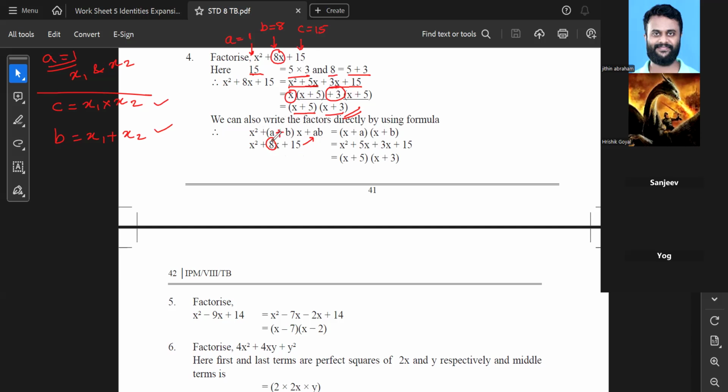So instead of writing a plus b, you will say, okay, fine, in this case a is equal to 5 and b is equal to 3. So then you simply convert it into this particular formula. You can directly write it as x plus, instead of a, you'll write 5 and instead of b, you'll write 3. So hence your expression becomes x plus 5 multiplied by x plus 3. Is it clear?